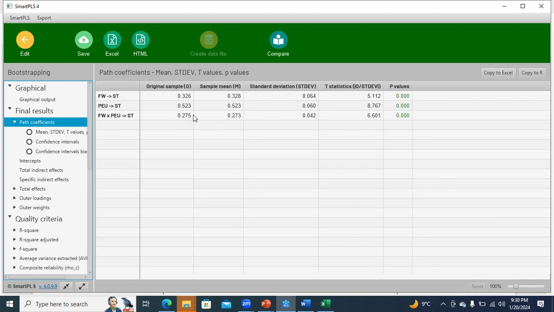It has decreased the impact because previously the direct impact showed a higher coefficient value, but now the coefficient value has decreased, while the moderator is also showing the positive impact. So in this way, you can find out the moderation.